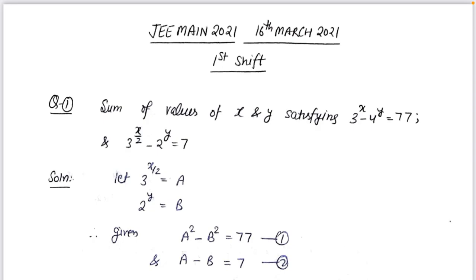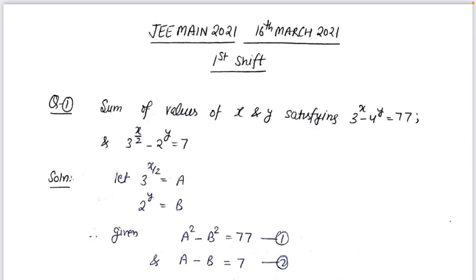So the first question says: sum of values of x and y satisfying the equation 3 raised to power x minus 4 raised to power y equal to 77 and this. So basically we are having two equations in x and y. We need to find x and y. So how can we find x and y?